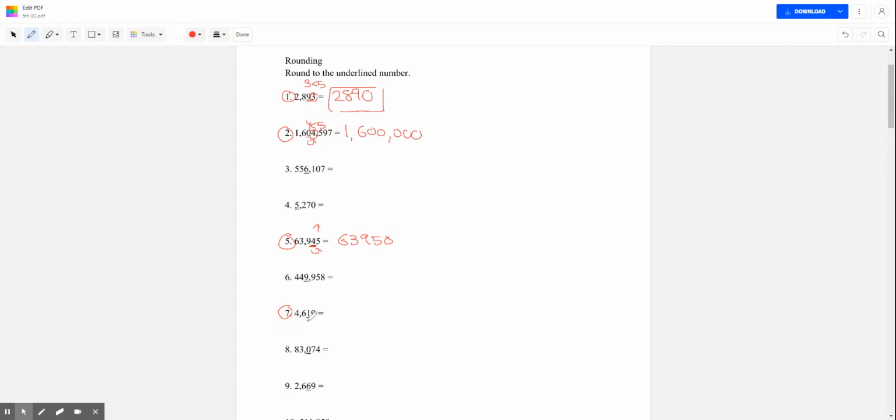Let's look at number 7. 1 is the underlying number, and to the right of 1 we have 9, which is greater than 5. So we round up and we get 4,620 as our answer.